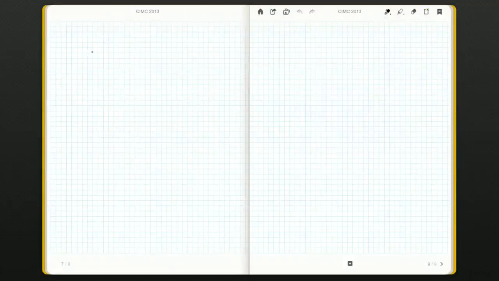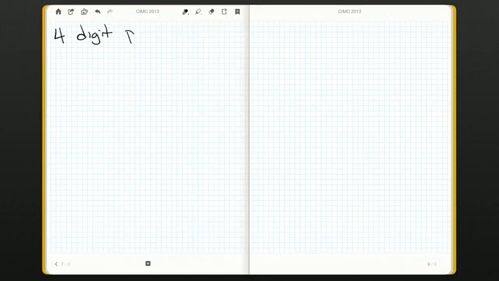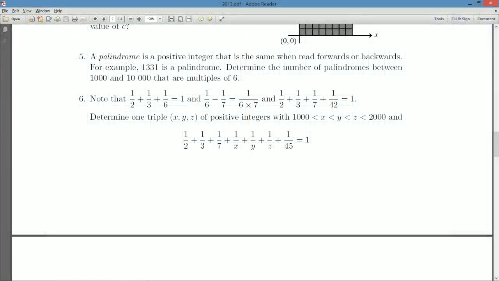So in general, what does a 4-digit palindrome look like? It's going to look like ABBA, which is a nice Swedish band. Alright, so let's continue reading on with the question. So, determine the number of palindromes between 1,000 and 10,000 that are multiples of 6.